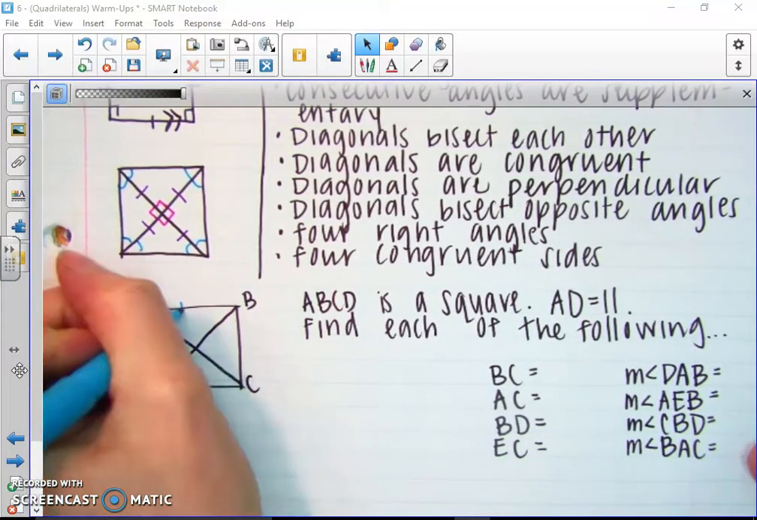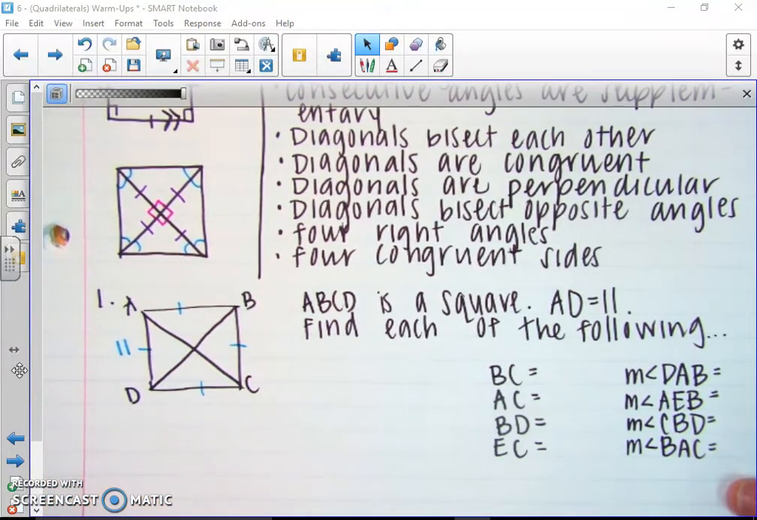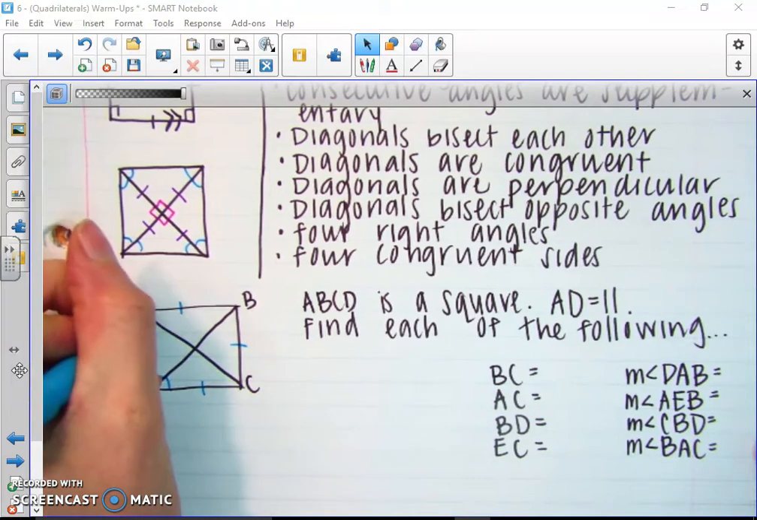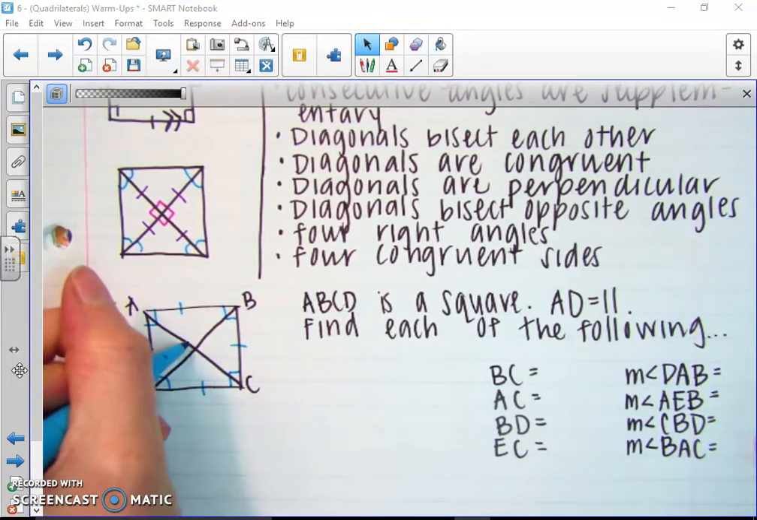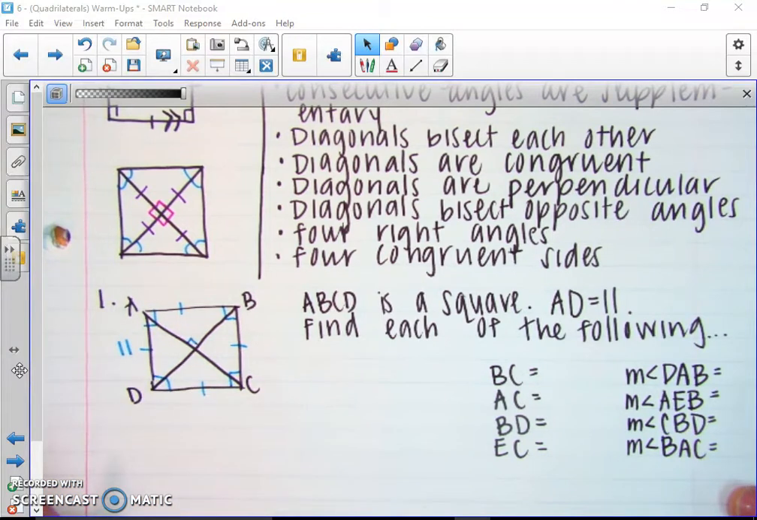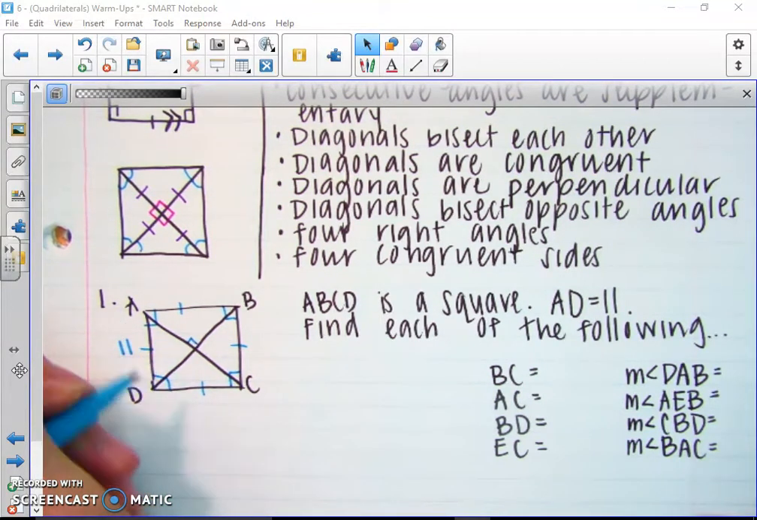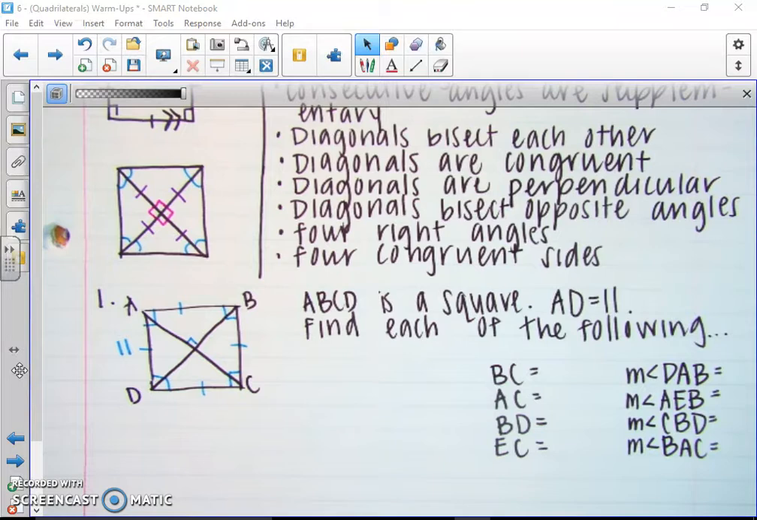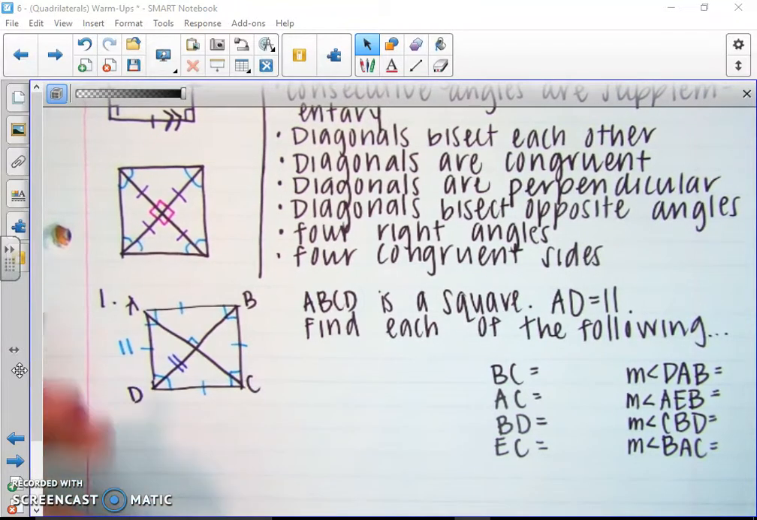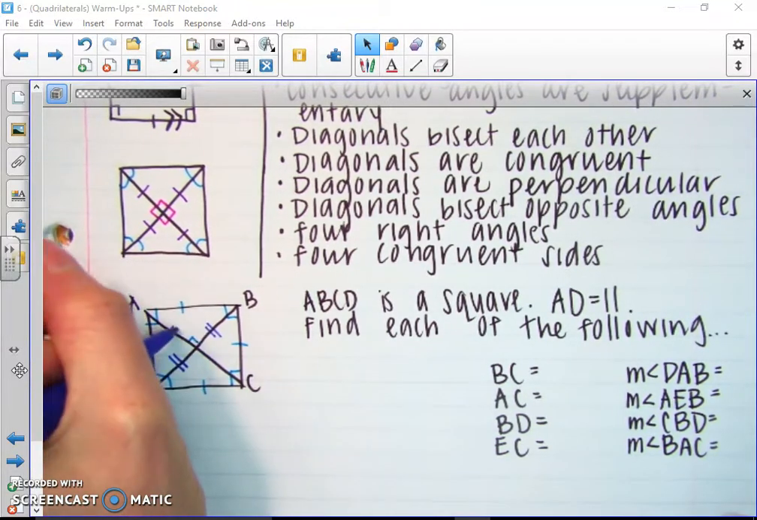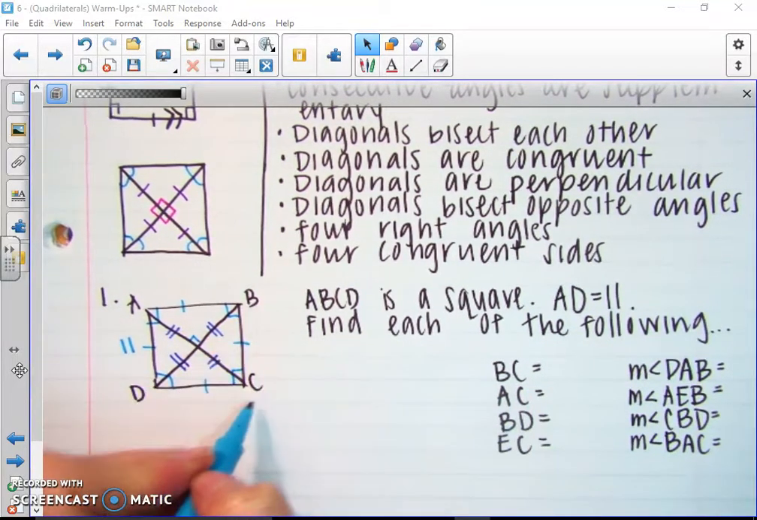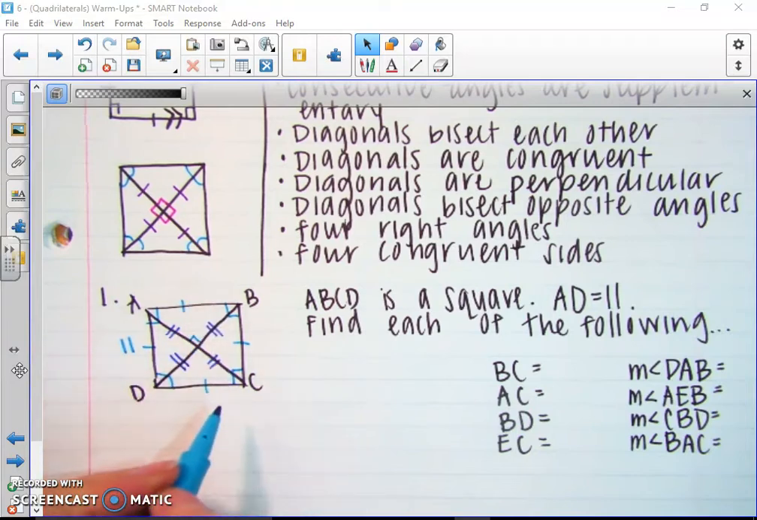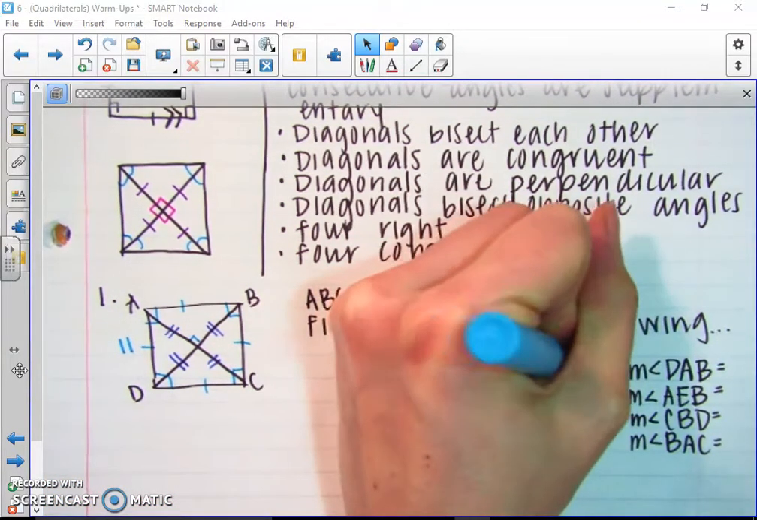So we know all the sides are congruent, right? We know that all the angles are right angles. We know that the diagonals bisect at a right angle. And then the diagonals bisect, so they cut each other in half. And let's see what we can get from that. So the first part is they want to know BC. Well, BC is here. All 4 sides of a square are congruent, so if that side's 11, BC also has to be 11.